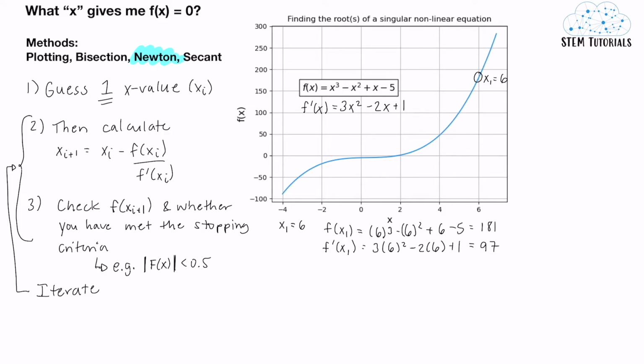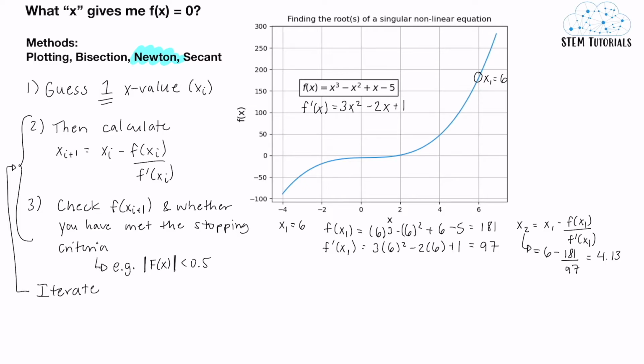So then plugging everything finally into this equation here, we'll get that our x of i plus 1, which equals x2, equals our x1 minus f of x1 over f prime of x1. And so if we substitute in our values, 6 minus 181 over 97, we see that our x2 equals 4.13.